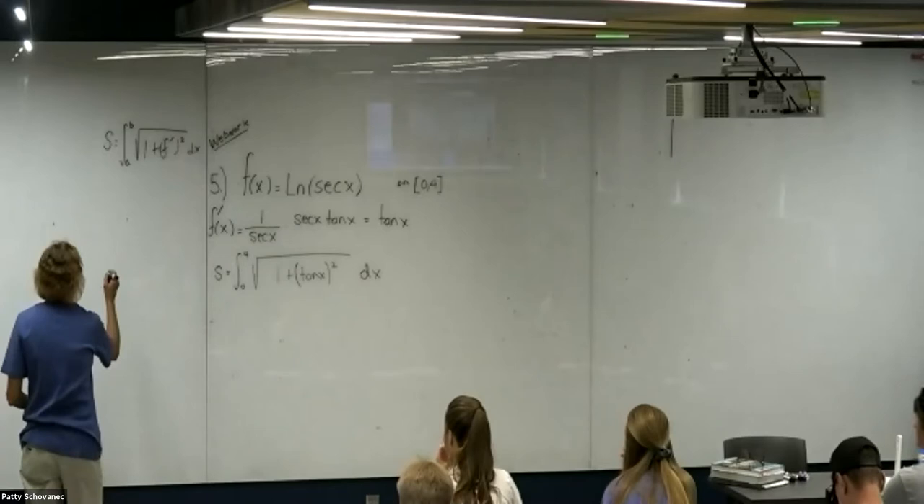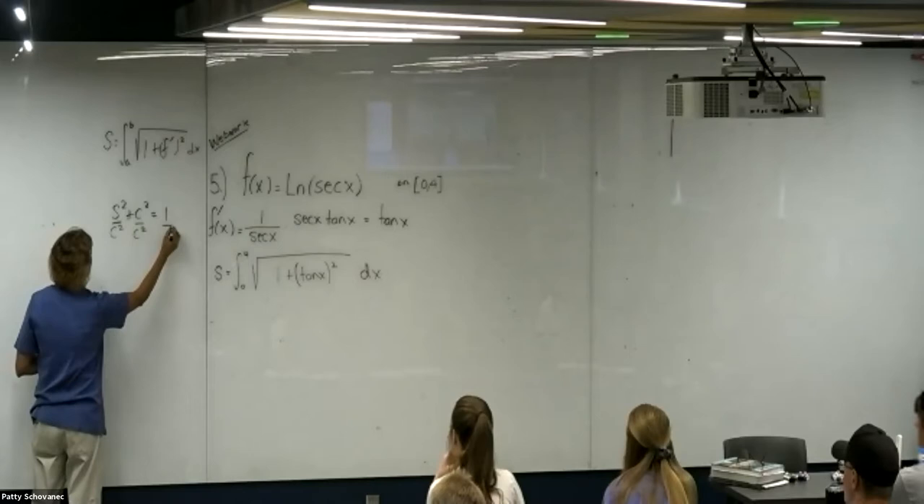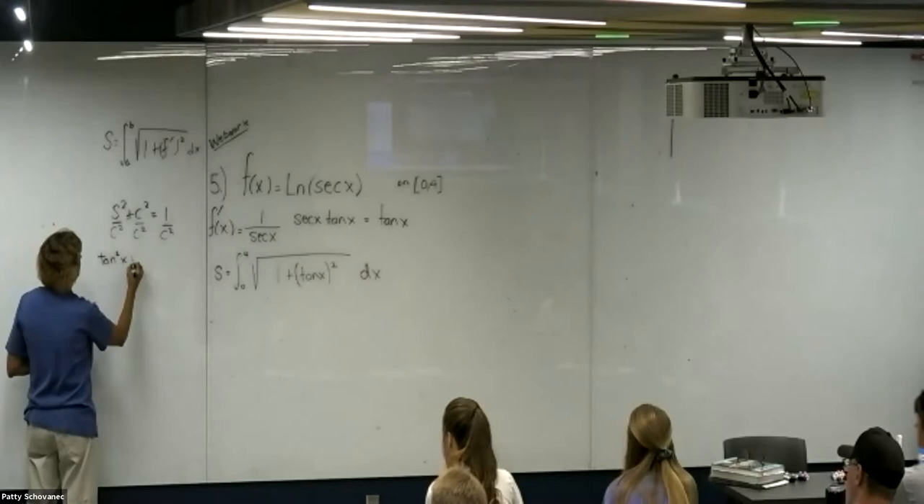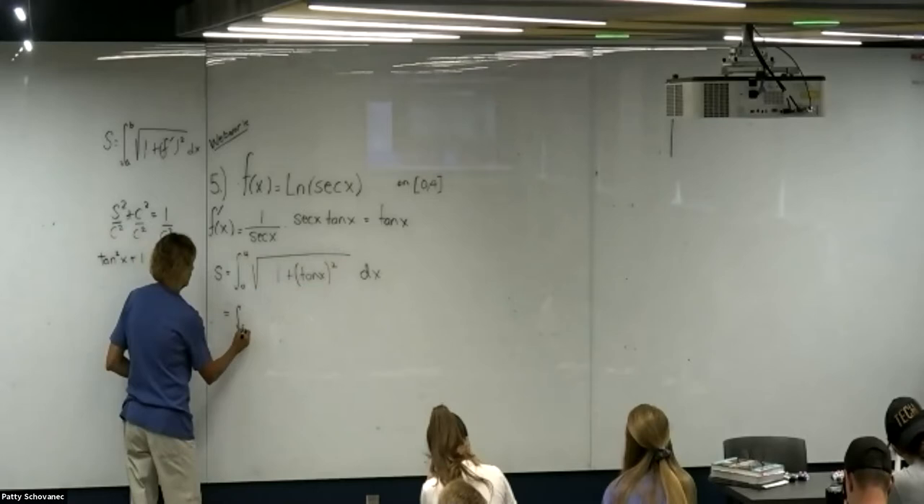Now we all know that sine squared plus cosine squared is 1. There is an analogous identity for the tangent. If I take this and divide everything through by cosine squared, this says that the tangent squared of x plus 1 is 1 over cosine squared, which is secant squared. So that's what I have here: tangent squared plus 1. So this stuff can be replaced by secant squared. And that was the trick we were looking for.